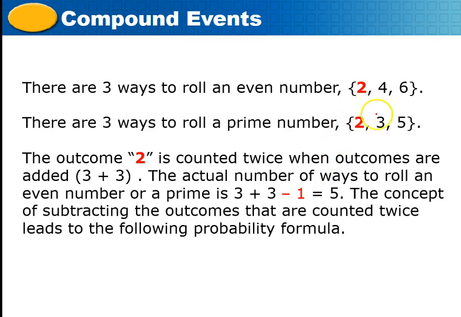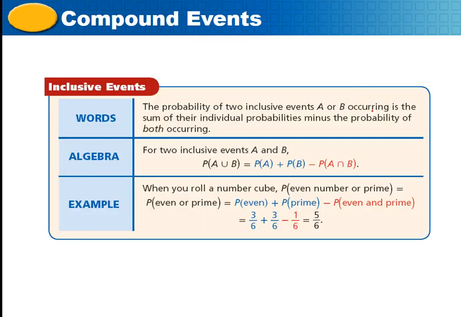So the concept of subtracting the outcomes that are counted twice leads to the following probability formula. The probability of 2 inclusive events, A or B, occurring is the sum of their individual probabilities minus the probability of both occurring. So for 2 inclusive events, A and B, the probability of A or B is the probability of A plus the probability of B minus the probability of both A and B.